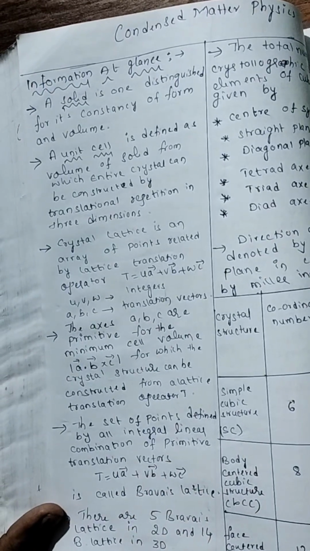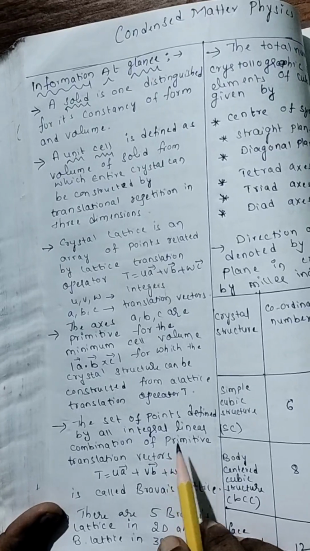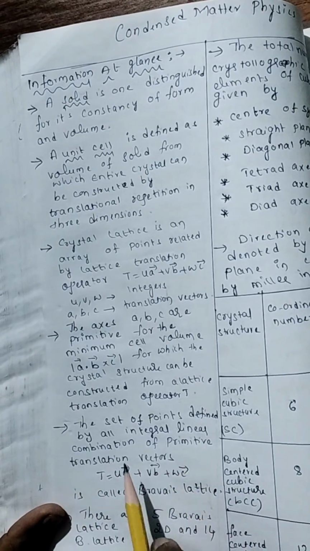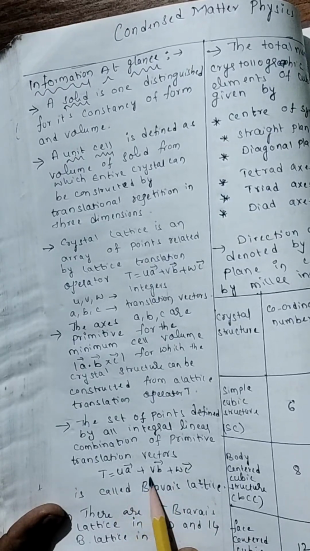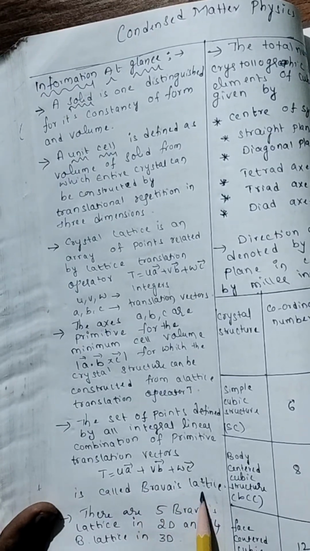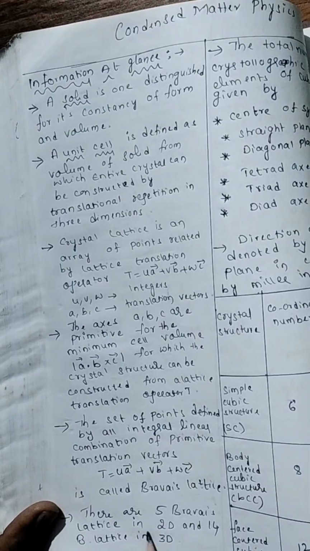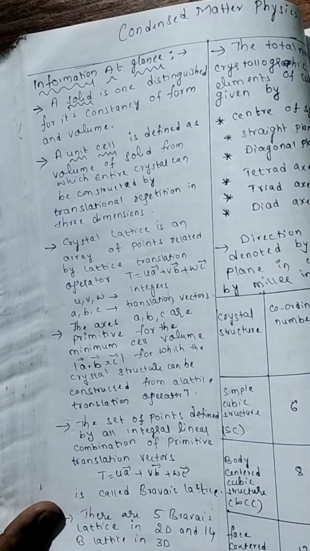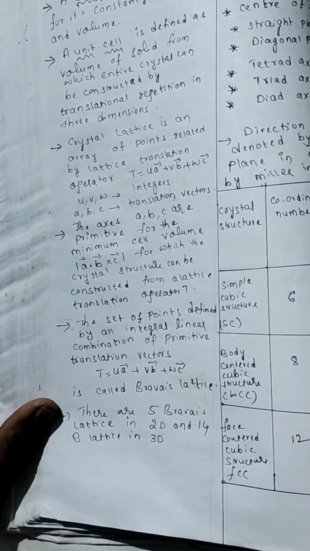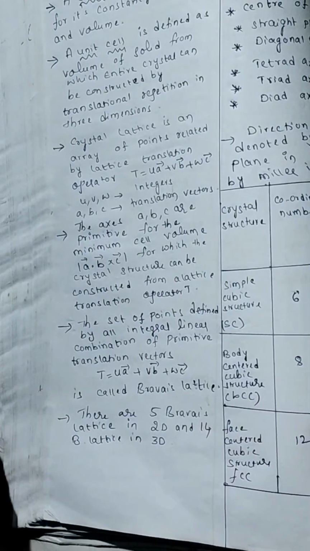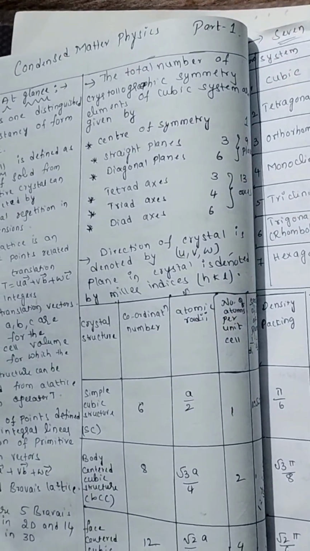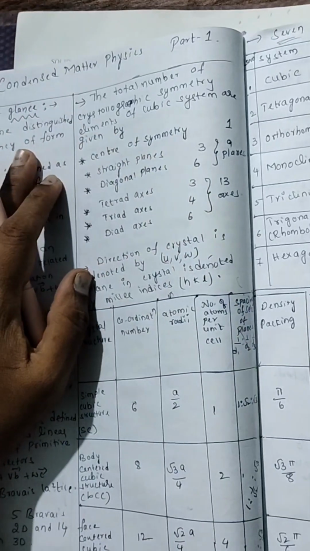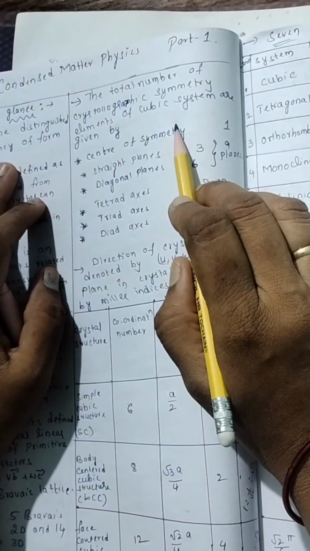In the next topic, let us see what Bravais lattices are. This is nothing but a set of points which comes by the combination of primitive translation vectors. T equal to UA plus VB plus WC we call Bravais lattices. There are 5 Bravais lattices in 2-dimensional and 14 in 3-dimensional. Now next, the total number of crystallographic symmetry elements.